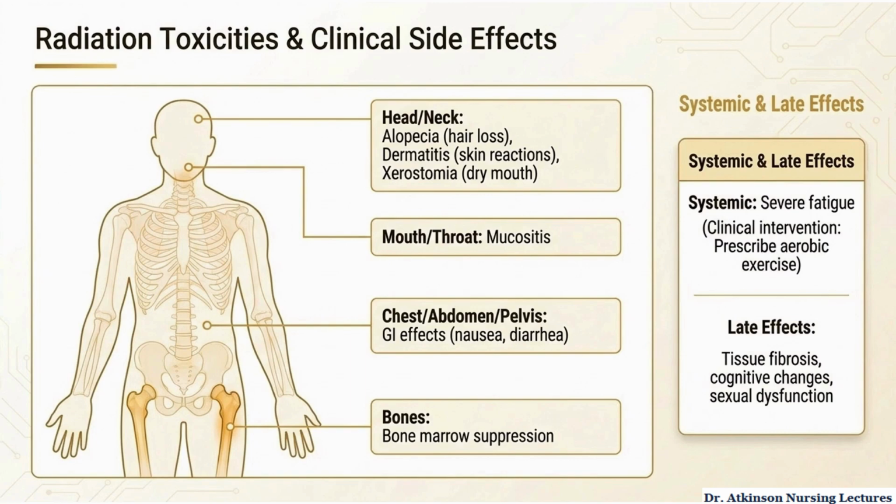Head and neck radiation can cause alopecia, dermatitis, mucositis, and xerostomia, while chest and abdominal radiation commonly produce nausea, diarrhea, and esophagitis. Bone marrow suppression may occur when large marrow areas are irradiated, requiring close laboratory monitoring. Fatigue is common, and aerobic exercise is recommended to improve symptoms. Late effects may include tissue fibrosis, cognitive changes, and sexual dysfunction, making early patient education and survivorship planning essential.